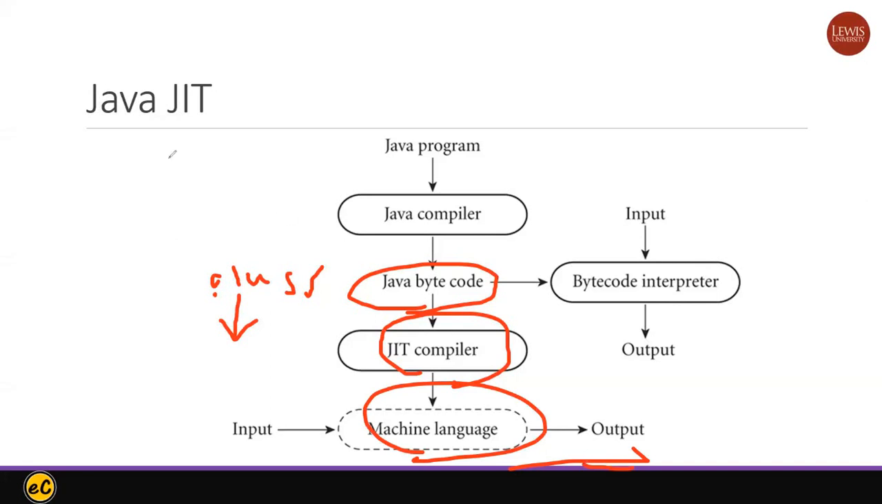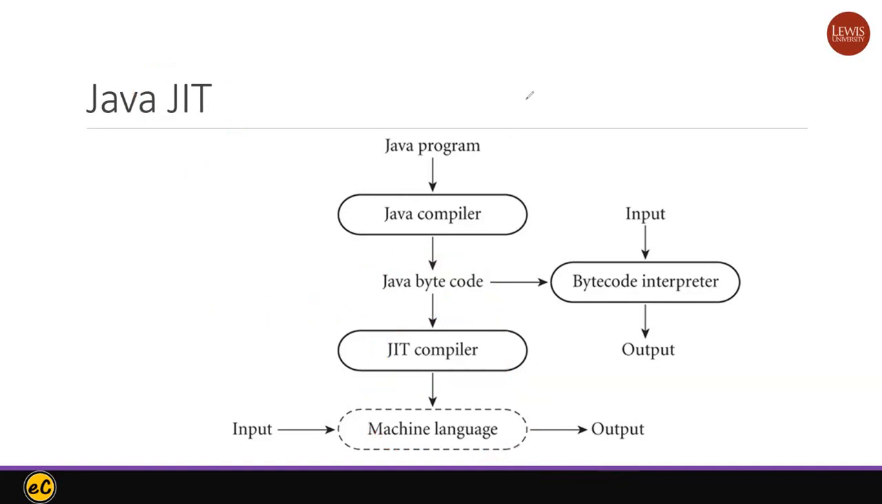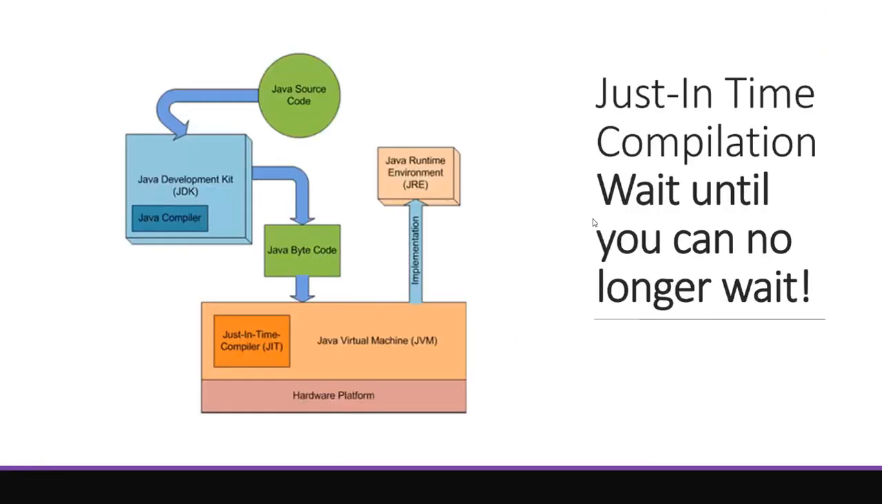Okay, that's called just-in-time compiler. You don't compile before you run it. You just compile right when you want to run it. And the bytecode is intermediate code. It just finished a certain stage, but not really the full compilation. So this is just-in-time compilation: wait until you can no longer wait.